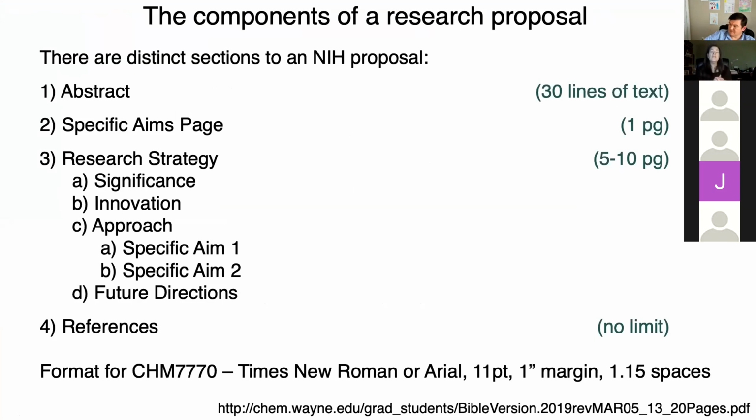And what you will see if you look at the course schedule is that we basically have each class period devoted to various aspects of this proposal. So today we're going to emphasize the abstract, and I'll just mention that I have the page limits over here on the side. There's a 30-line limit to the text here. We will next week go through a specific aims page.